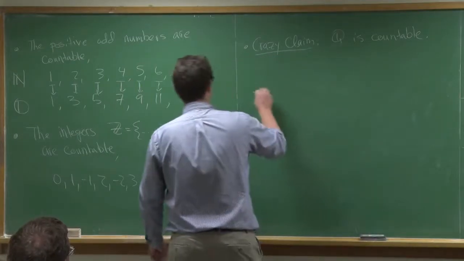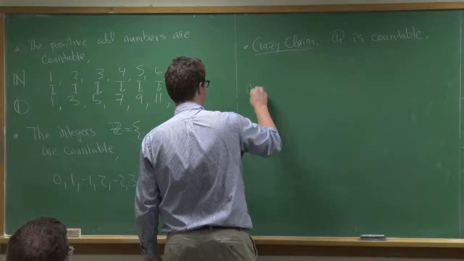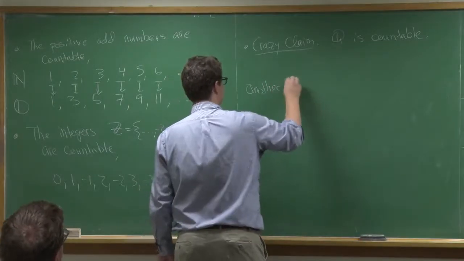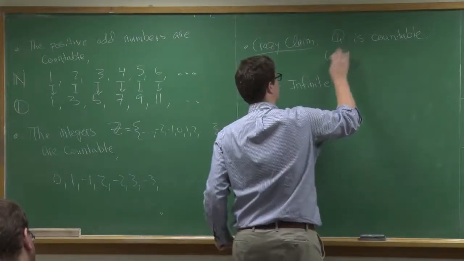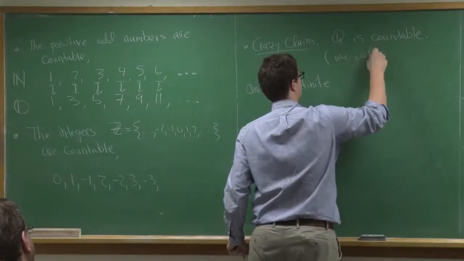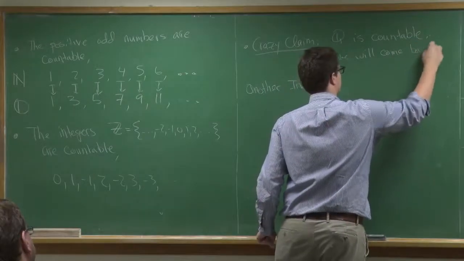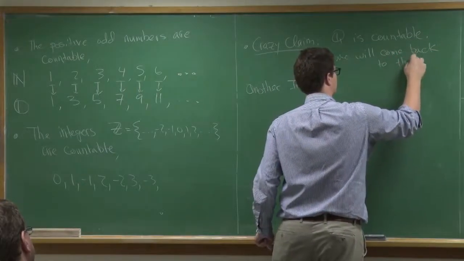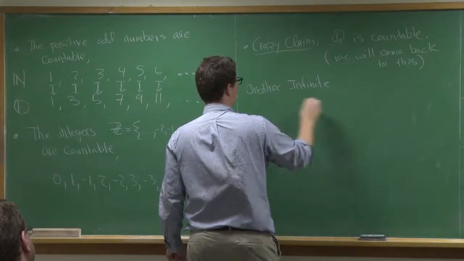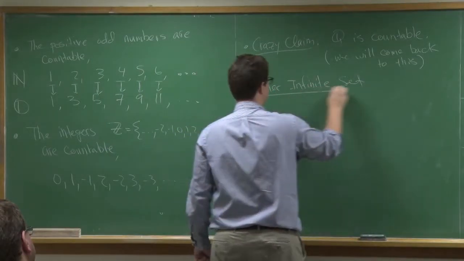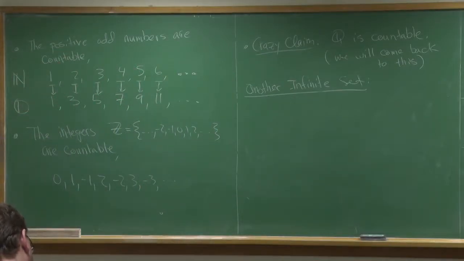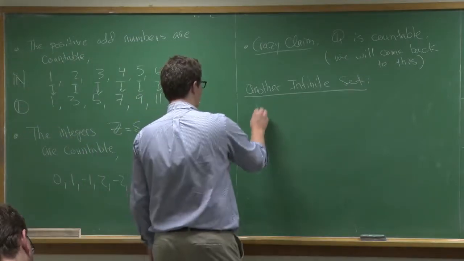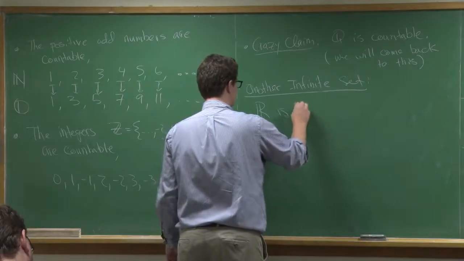So another example of an infinite set, and I'll come back to this. According to Dedekind's definition, a set S is infinite if it can be put in bijection with a proper subset of itself. So R is infinite.